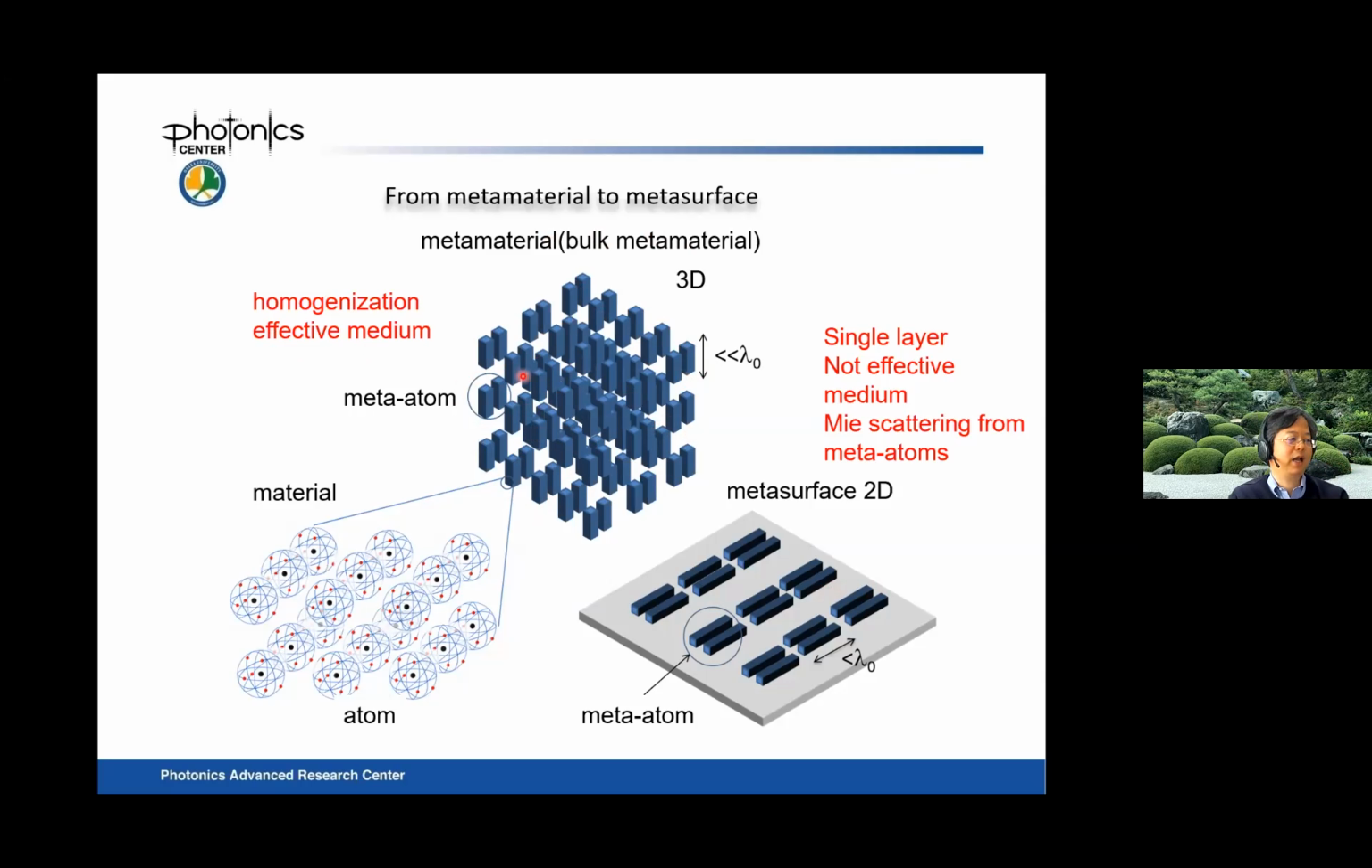So we homogenize the fine structures, meta-atoms and period, and obtain a single bulk, plain, homogeneous material. This is a metamaterial, a three-dimensional bulk metamaterial, because the fine structures are very, very small, smaller than the wavelength of the electromagnetic field. So the electromagnetic wave does not feel such detailed structures and period inside the metamaterials.